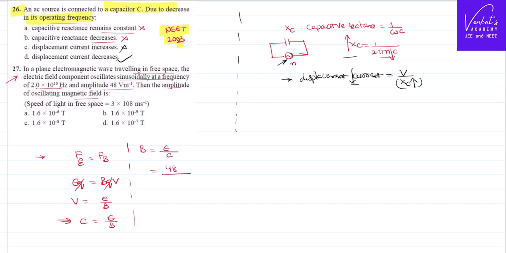E is 48, c is 3 into 10 power 8 meter per second, and the frequency data is not actually required to solve this problem. So 3 ones are 3, and 3 sixes are 18, that is 16 into 10 power minus 8, that is 1.6. If you have to make 16 into 1.6, you have to divide by 10. So to compensate that, you have to multiply by 10, that is 1.6 into 10 power minus 7 Tesla. Magnetic field strength, its unit is Tesla.